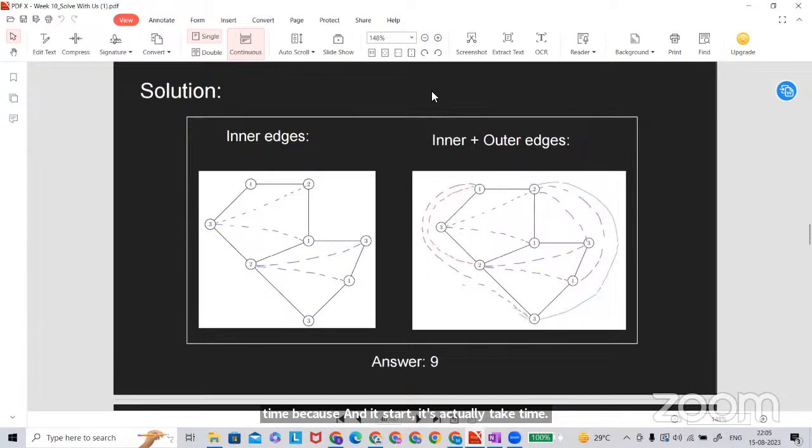Class for, sir? I want to discuss the topological sorting. Only the next problem, one problem remains. Okay.